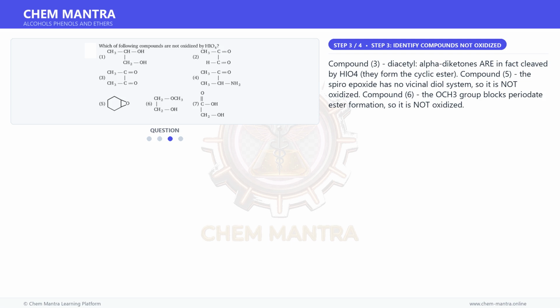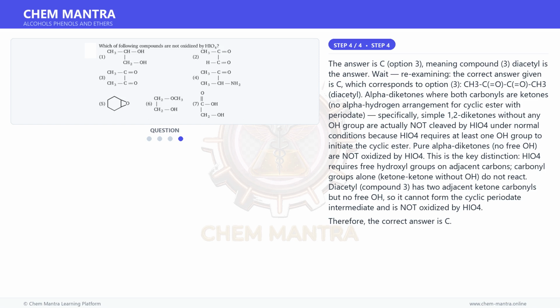Compound 3, diacetyl: alpha-diketones are in fact cleaved by HIO4, they form the cyclic ester. Compound 5, the spiroepoxide, has no vicinal diol system, so it is not oxidized. Compound 6, the OCH3 group blocks periodate ester formation, so it is not oxidized. And for the final step, the answer is C, option 3, meaning compound 3, diacetyl, is the answer.